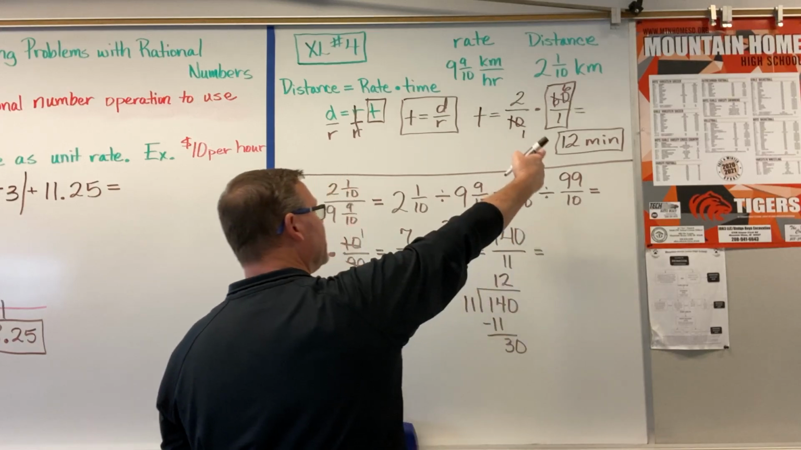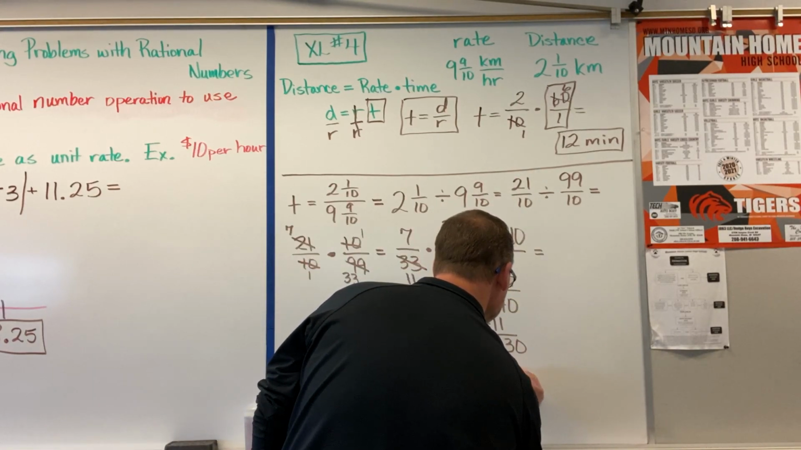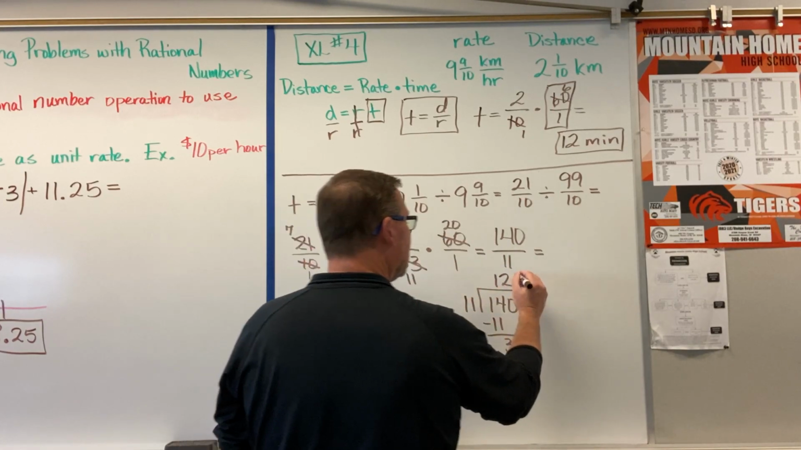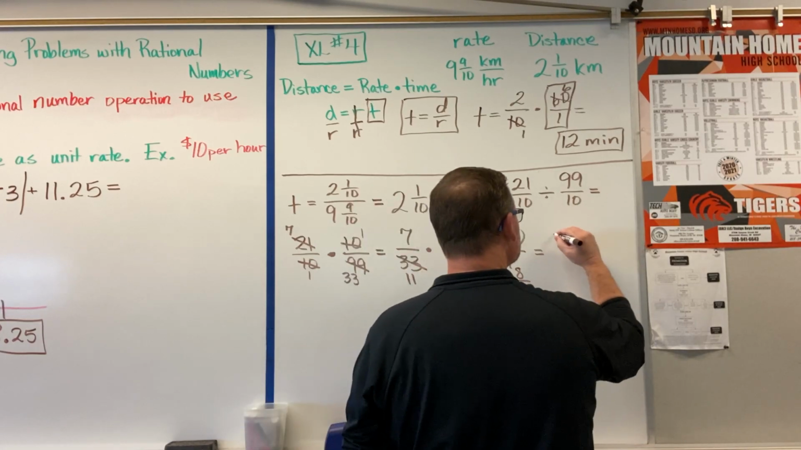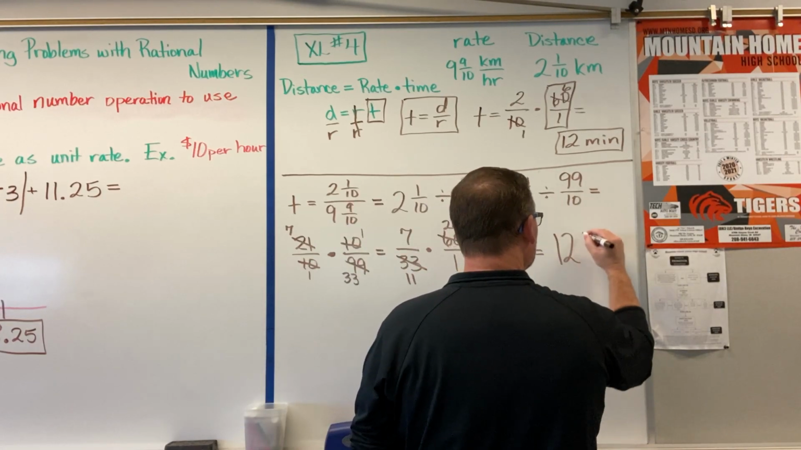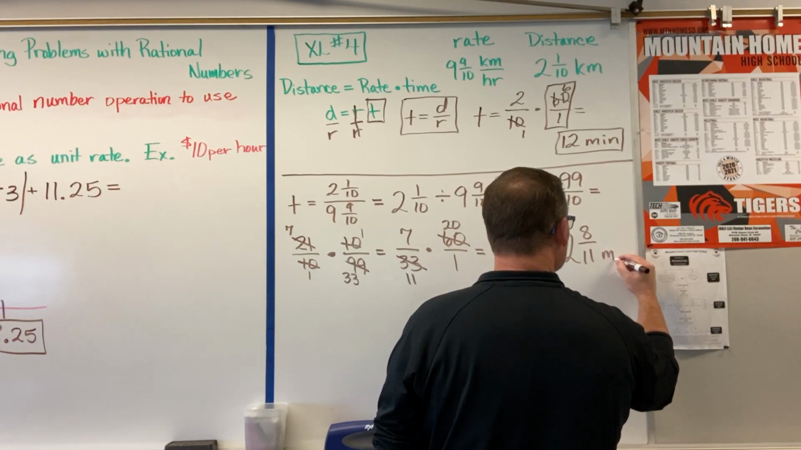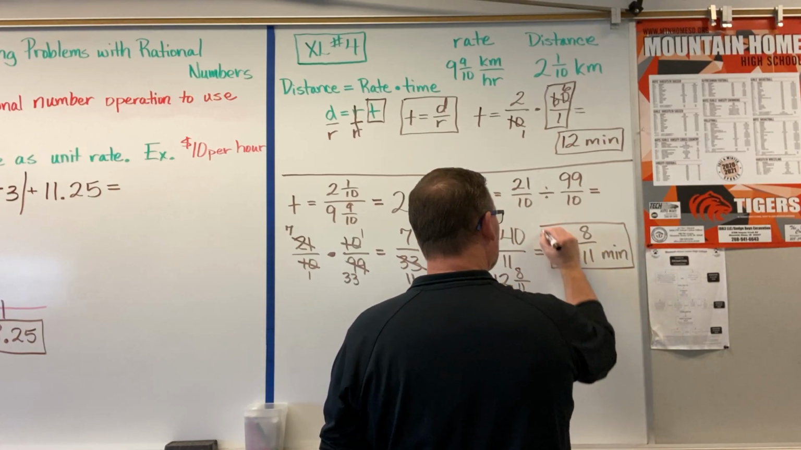Okay, there's that 12 minutes. Remember, we're at 12, so we know we're probably pretty accurate. Minus 22 equals 8. And then I take that 8 and I put it over here and I put it over 11. So this ends up being 12 and 8/11 minutes. And that is our final answer.